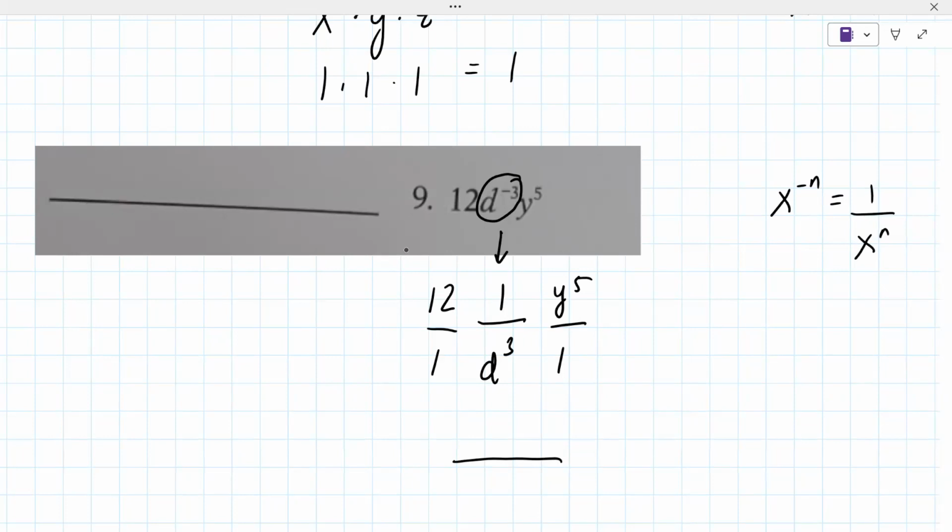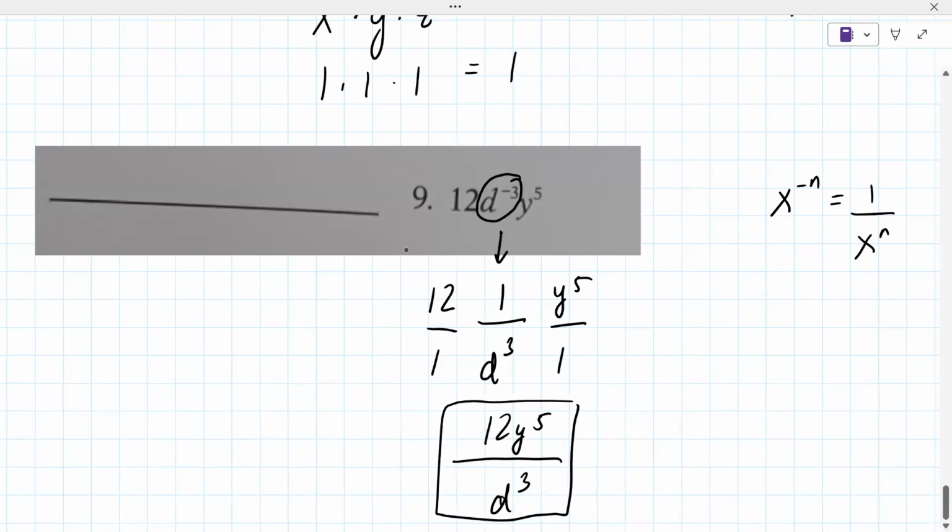So can you tell me what the top or the bottom becomes? Top would be 12y to the 5th power, and then bottom would just be d to the 3rd power. That's your final answer. Mm-hmm. Okay, is that all right?